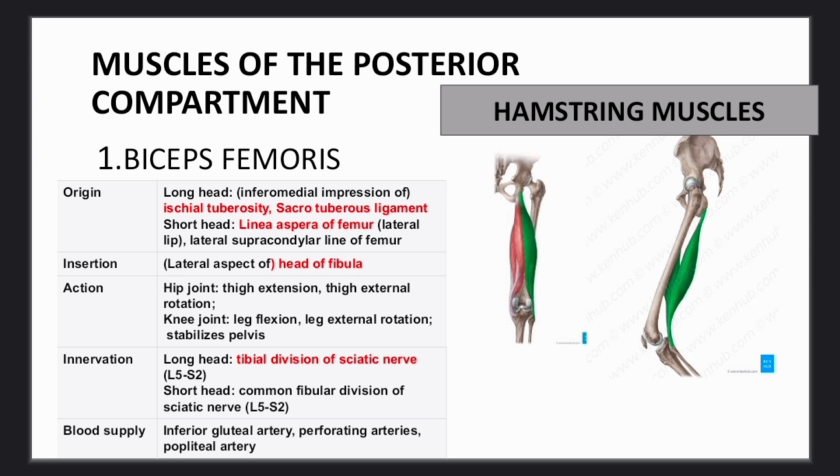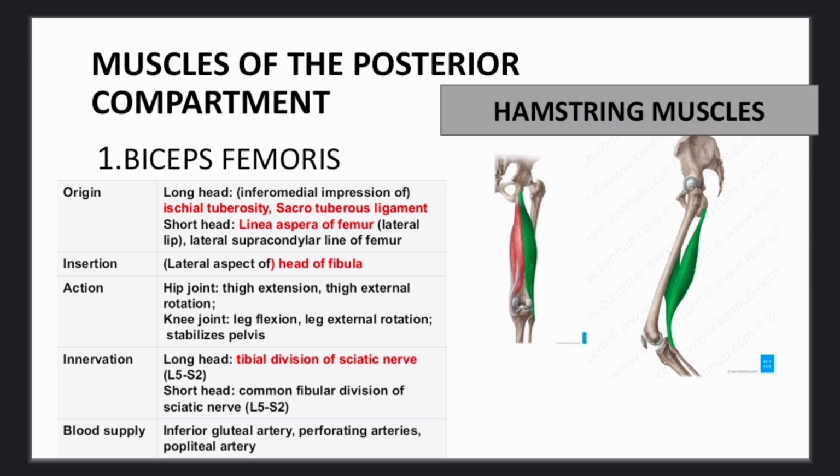Today we are going to learn about the muscles of the posterior compartment of the thigh, commonly known as the hamstring muscles. The hamstring group mainly consists of four muscles: biceps femoris, semitendinosus, semimembranosus, and the hamstring part of the adductor magnus. These muscles play an important role in hip extension, knee flexion, and maintaining stability during walking, running, and other daily activities. Now, let's discuss each muscle one by one in detail.